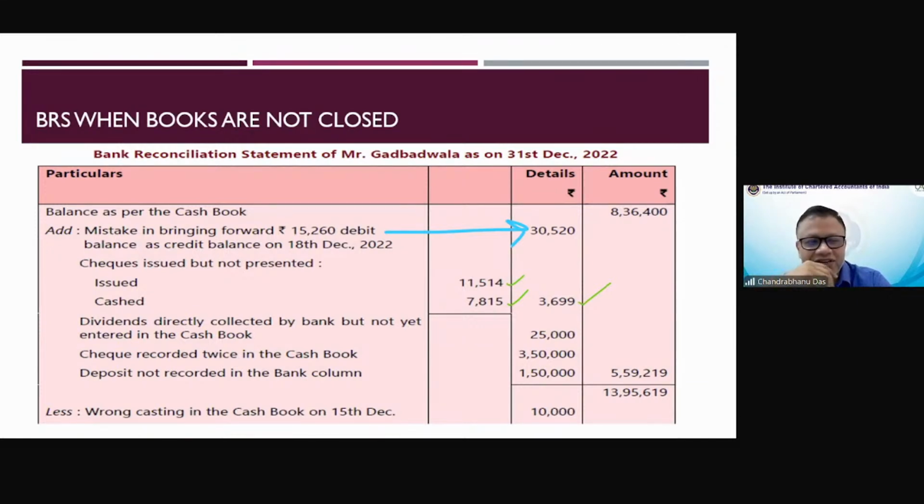And that addition has been done to rectify my cash balance, because since I am going to the passbook, before going to the passbook, I must rectify the errors in the cash book. Then only I can arrive at the passbook. So first I added this 15260. Then I added the check issued but not presented.